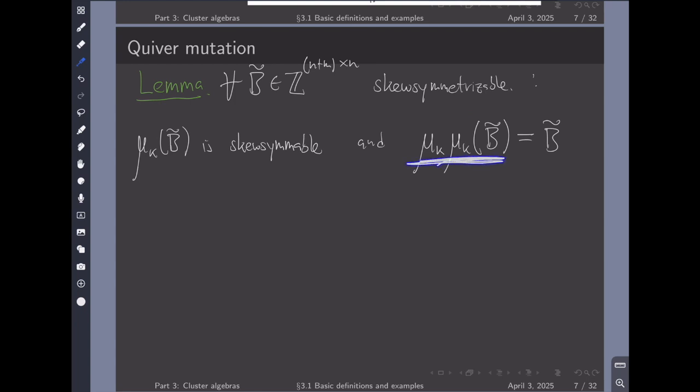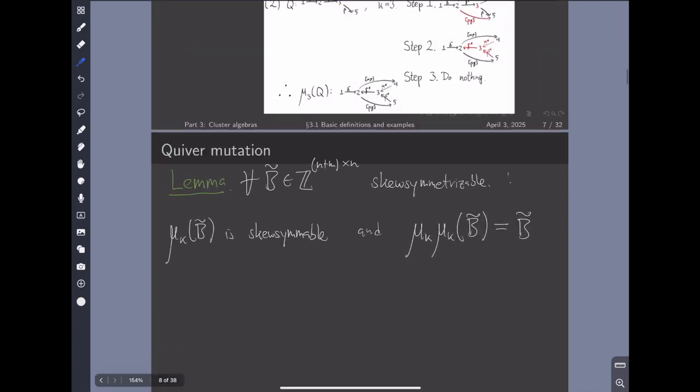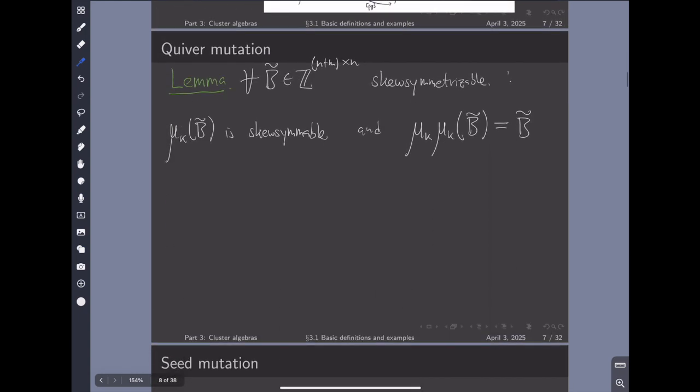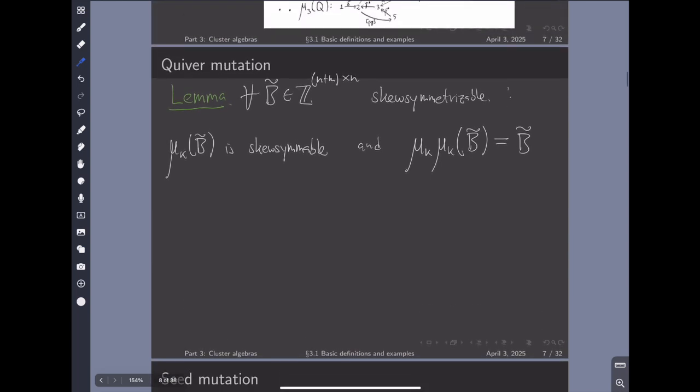Like that, mutation of quivers is an involution. Of course, one can say mutate first with respect to one index, and then with respect to another index. But that's different, that's not going to give me this. It has to be the same index. So, for instance, mu1 preceded by mu2 of b tilde is usually not b tilde. Okay, so that's mutation of skew symmetrizable matrices and mutation of quivers.